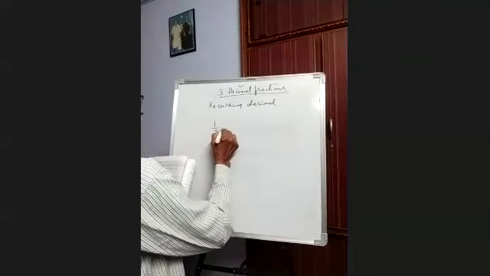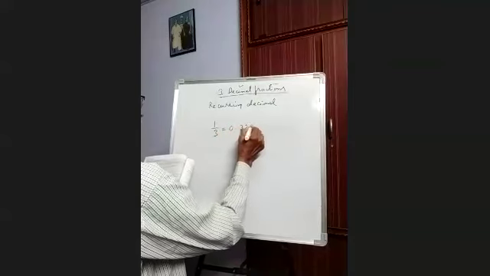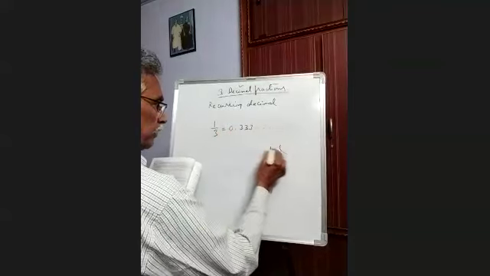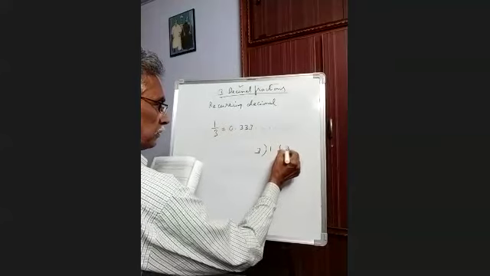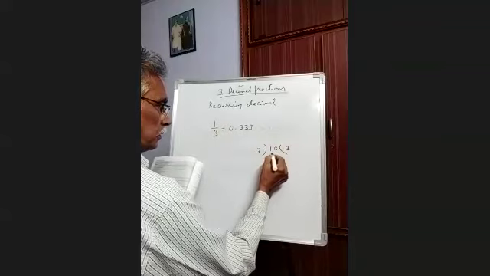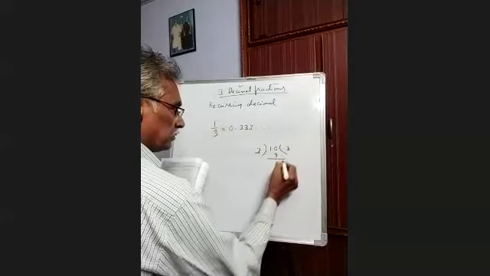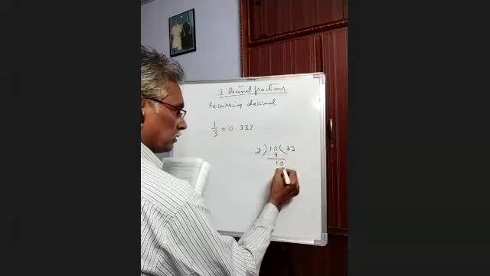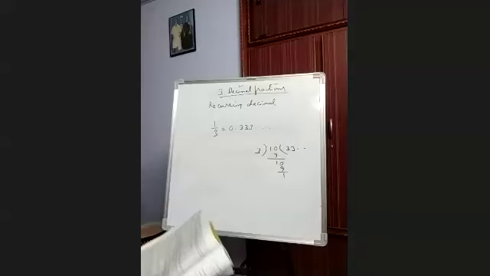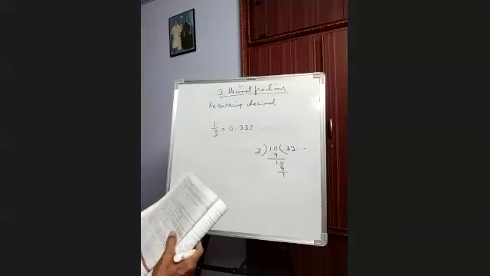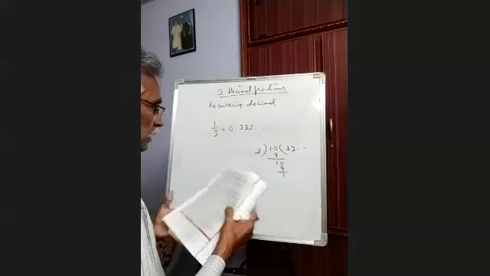1/3 is a fraction. If you divide 1 by 3, you will get 0.3, 3 times 9 is 9, remainder 1, again 0, 3 times 9, remainder 1, and so on. 3 will be repeated indefinitely. So the decimal value of 1/3 is 0.333 and so on.